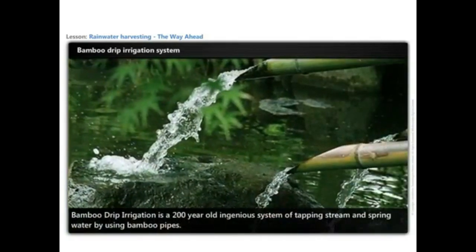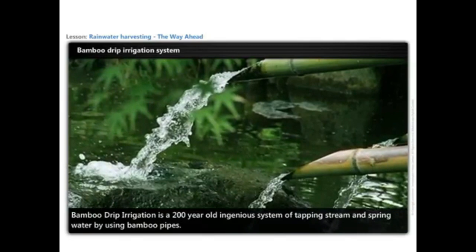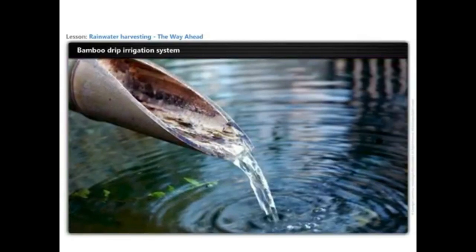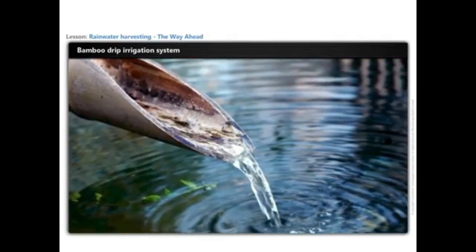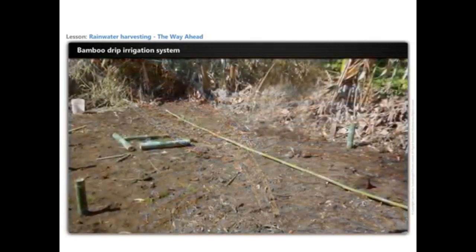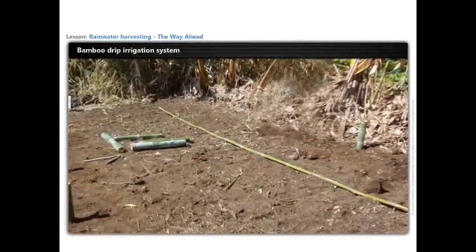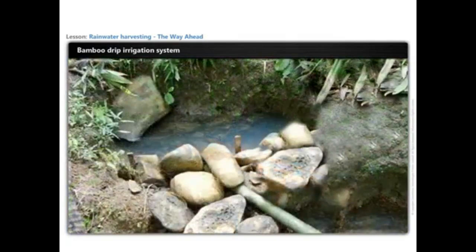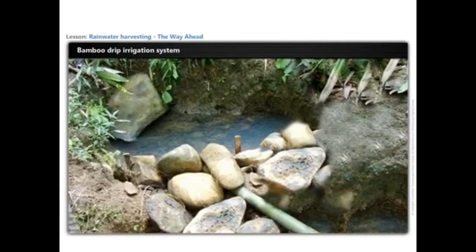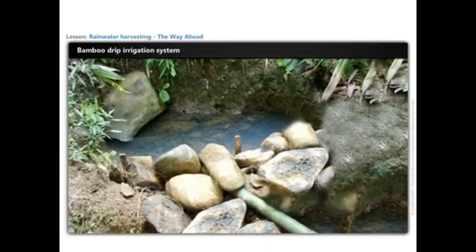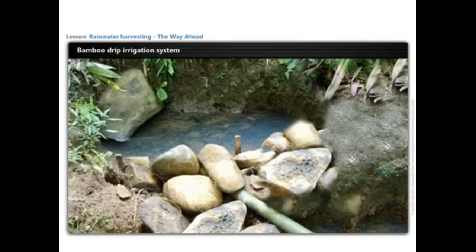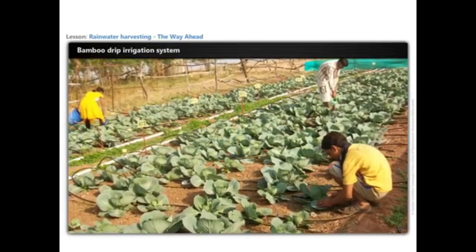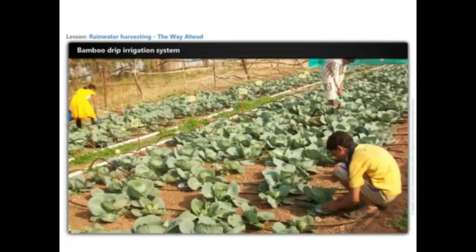Bamboo drip irrigation is a 200-year-old ingenious system of tapping stream and spring water by using bamboo pipes. It is so perfected that about 18 to 20 liters of water enters the bamboo pipe system, gets transported over hundreds of meters, and finally reduces to 20 to 80 drops per minute at the site of the farm. Bamboo pipes are used to divert perennial springs on the hilltop to the lower reaches by gravity.